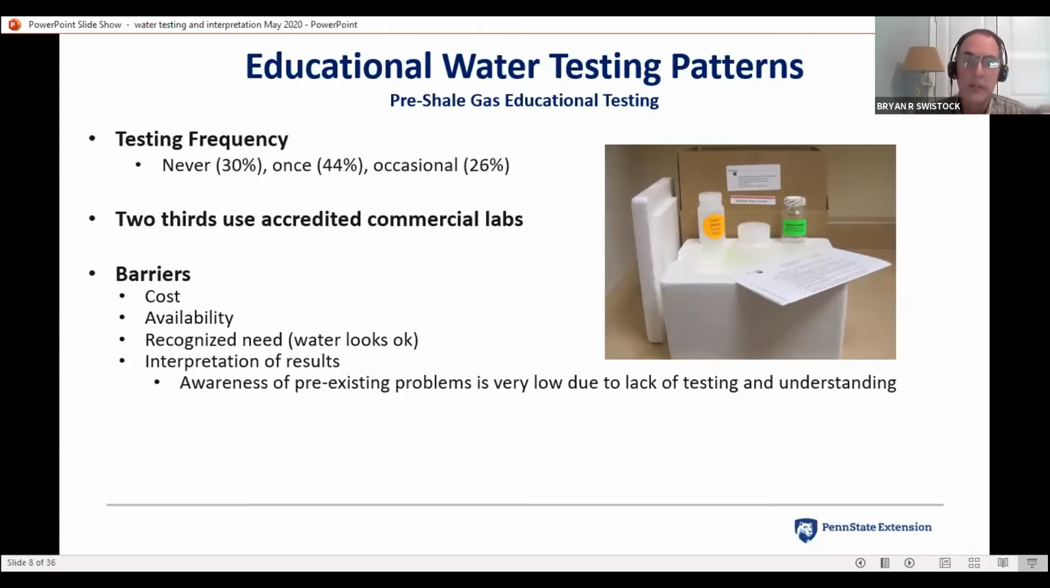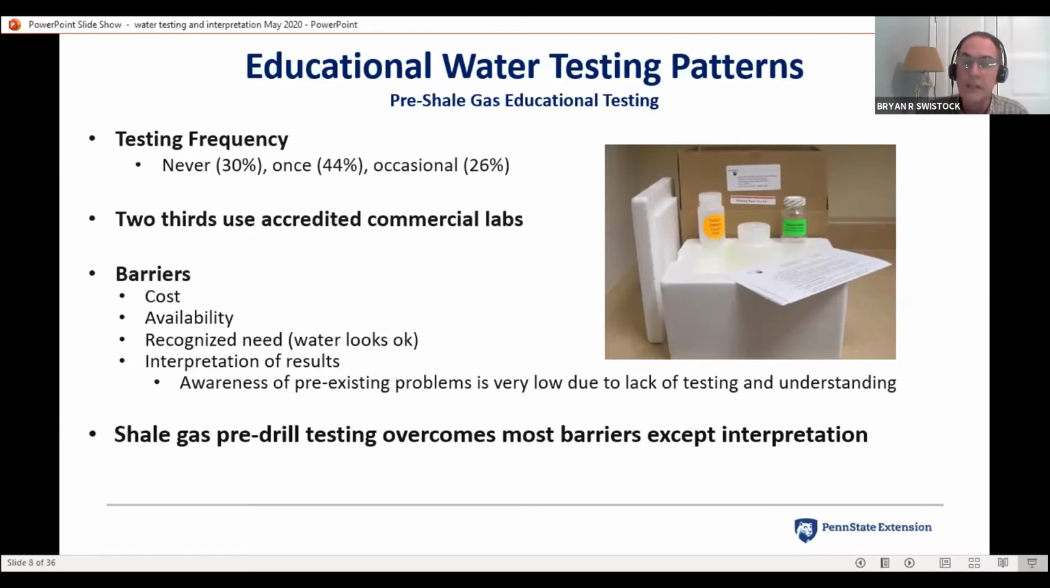The final barrier is interpretation. We find folks that get their water tested and then they get frustrated because they can't understand what the results mean. And this leads to a real lack of awareness. All of these barriers lead to a lack of awareness of problems. People just don't know that they have water problems because they've never tested for a variety of these reasons, or if they did, they didn't understand the results.